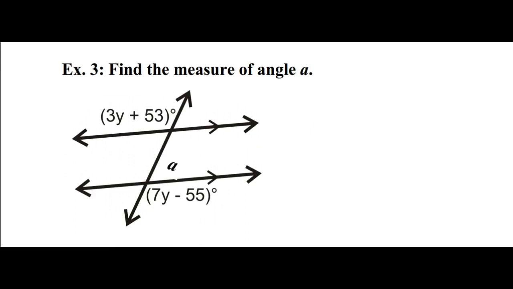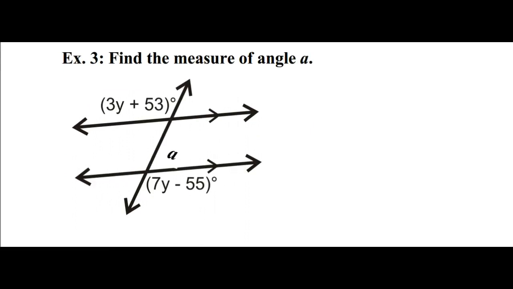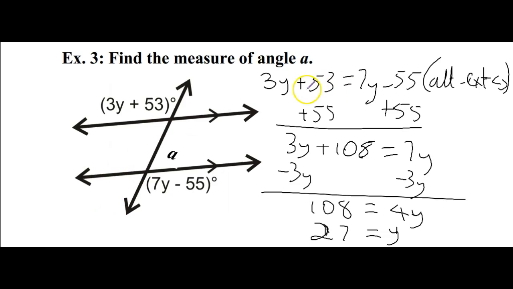Next, again, pause the video and try it yourself. How are they related? Well, we're looking for A, but we know that A and this angle are on the transversal line, so they are supplementary. But this angle here and this angle here are alternate exterior. So alternate exterior angles are equal. So let's find that first. Here we set them equal to each other: 3y plus 53 equals 7y minus 55, because alternate exterior angles are equal.